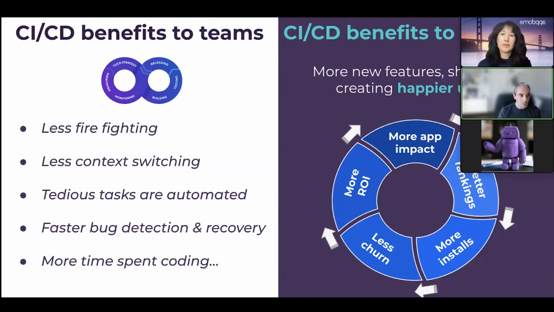On the business side of things, the benefits to business are it allows a greater confidence in the release schedule, meaning that new features ship faster and create happy users, which is basically a virtuous cycle between having more app impact, better rankings, more installs, less churn, and ultimately more ROI. So the benefits that the CI/CD system bring are both to the teams in terms of developer happiness and productivity, but also in terms of the app's business outcomes and goals.